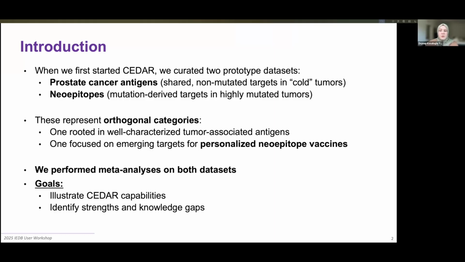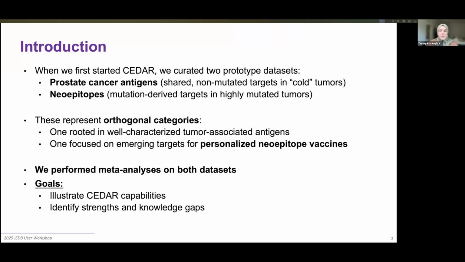We focused first on prostate cancer antigens because these are shared, non-mutated epitopes. They're associated with prostate cancer, which is a cold tumor. So these are mostly classical tumor antigens, like overexpressed ones or tissue-specific ones. And then the second data set was the neoepitopes. These are mutation-derived epitopes, usually from highly mutated hot tumors, and they're often used in personalized cancer vaccines.